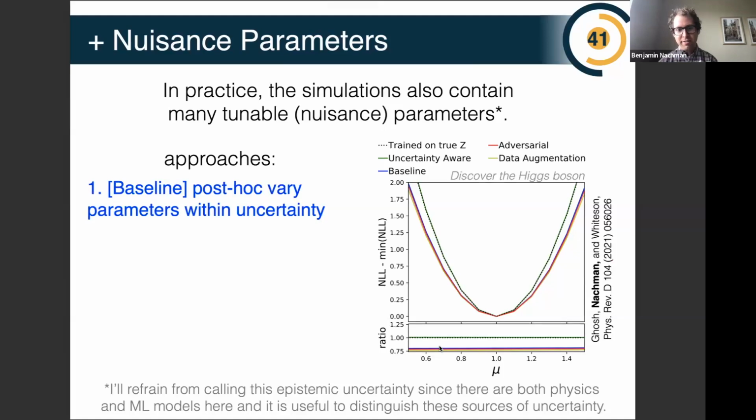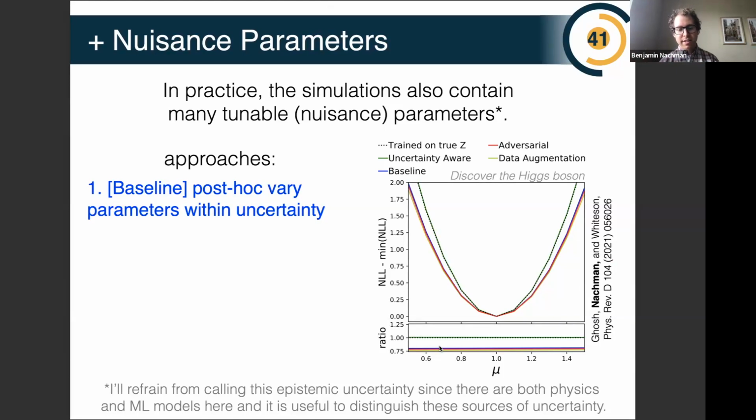So there are a number of ways to get around this. The usual thing that people do in this context is you just rerun the fit by changing one of the nuisance parameters at a time. This is how everyone has done it since the beginning of time. And even in the machine learning era, people often do.